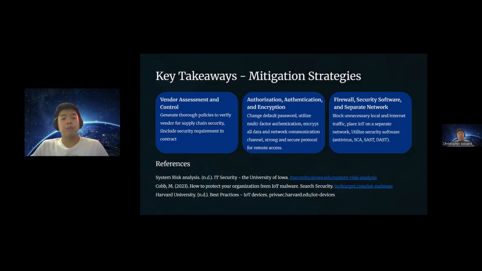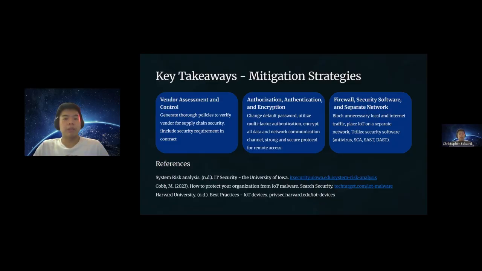We want to place IoT devices on an isolated network, block unnecessary traffic, and use security scanning tools like antivirus, SCA, SAST, and DAST to detect vulnerabilities early. These combined measures will significantly reduce the chance of a successful cyber attack and improve the organization's overall resilience.